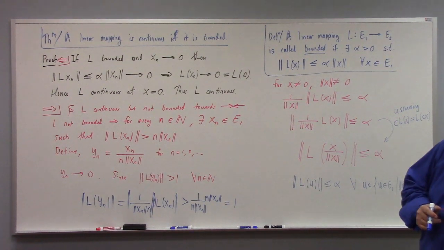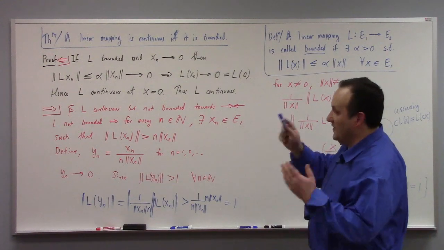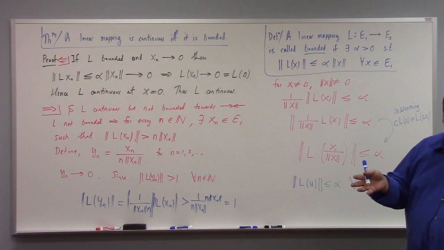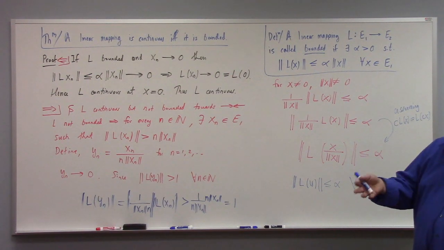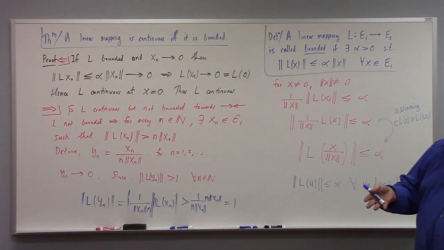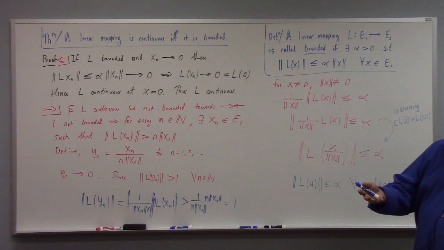So every linear mapping which is continuous is bounded and vice versa, right? Yeah. And in finite dimensions, this isn't particularly interesting because in finite dimensions, every linear map is continuous and every linear map is bounded. What about infinite dimensions? Are there linear maps in infinite dimensions which are not bounded?